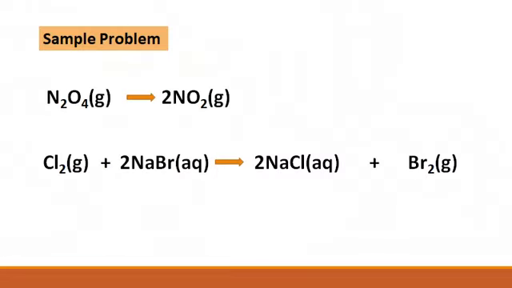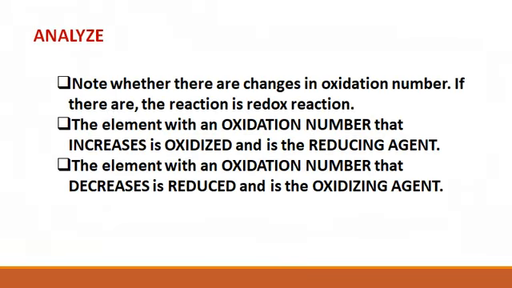Let us have this sample problem. Use the change in oxidation number to identify whether each reaction is a redox reaction or a reaction of some other type. If a reaction is a redox reaction, identify the element reduced, the element oxidized, the reducing agent, and the oxidizing agent. The first step to solve this problem is to analyze.